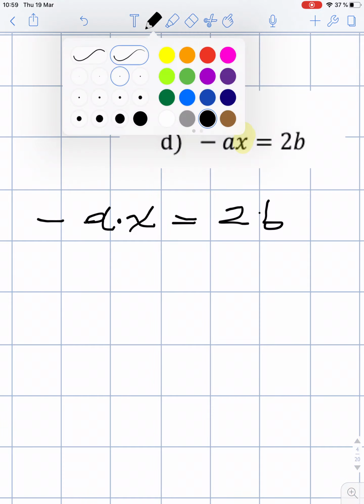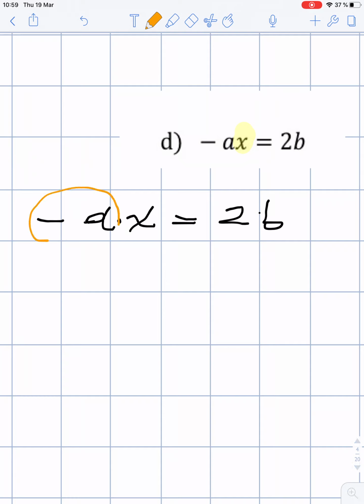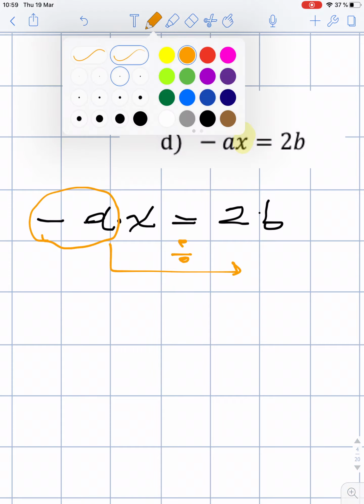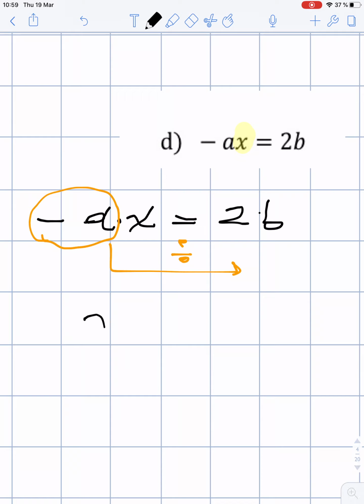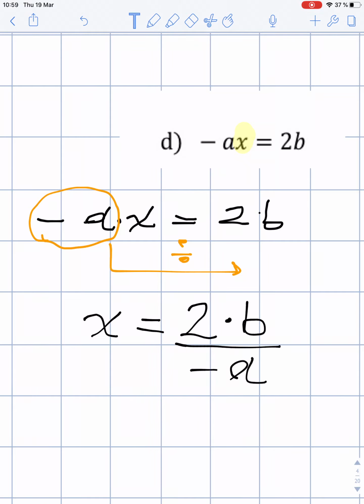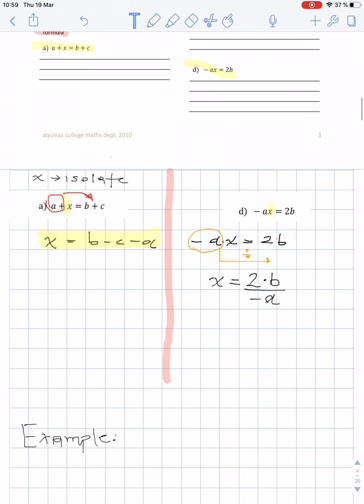Therefore, we need to pass this minus a that is multiplying to the other side to divide, because division is the inverse operation of multiplication. Finally, the answer is x equal 2 times b divided by minus a. And if you see, finally, we found the value of x of this formula. That means, again, leaving the x value alone.